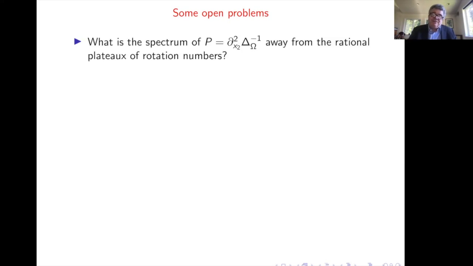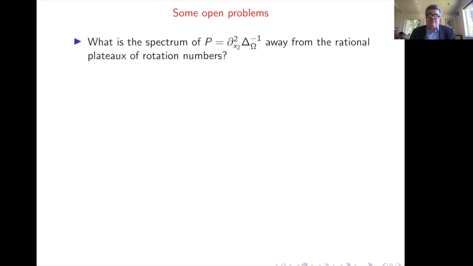And then the strategy is the same as the strategy we used in a paper with Dyatlov before. So let me conclude with some open problems here. The first problem, which we did not address, but is kind of a curious and frustrating problem, is what is the spectrum of this simple operator away from the rational plateau of rotation numbers? We show that there, it's absolutely continuous when the dynamical assumptions are satisfied, which is satisfied almost everywhere on this rational plateau. But what is this spectrum away?